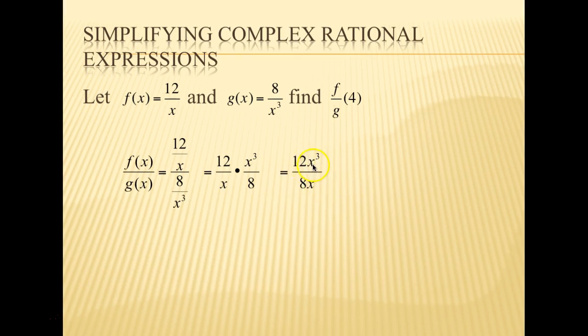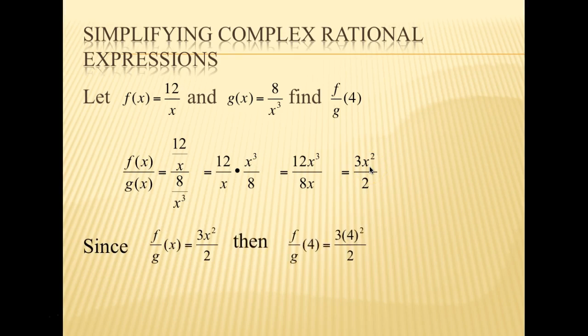So I can factor out an x from my numerator and my denominator, and I can factor out a 4 from my numerator and my denominator. I get this. So now let's find what happens when f divided by g of 4. So we take our value of 4 and plug it in for our x. We get 24.